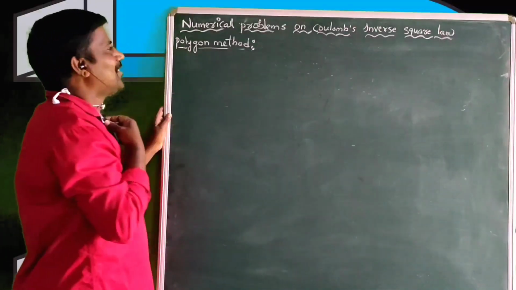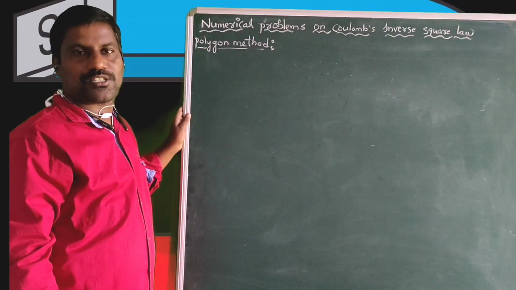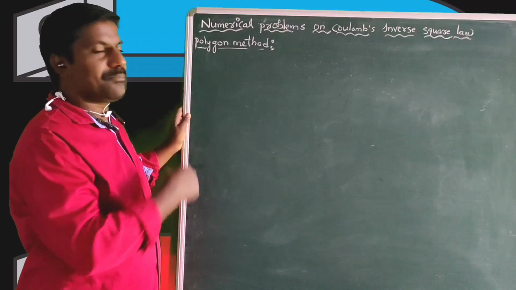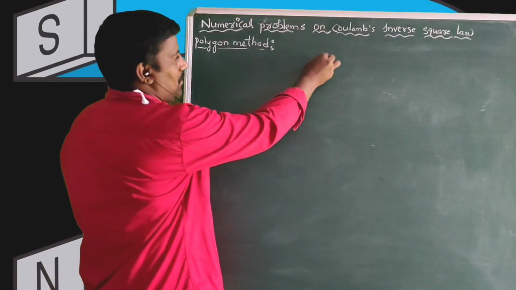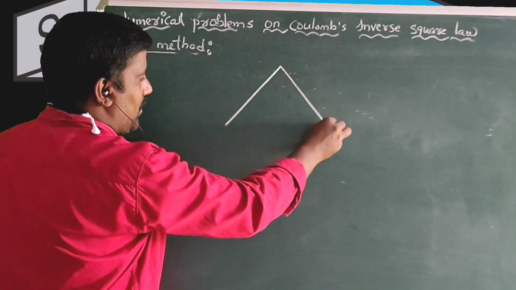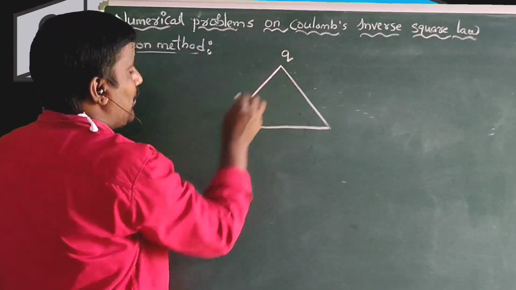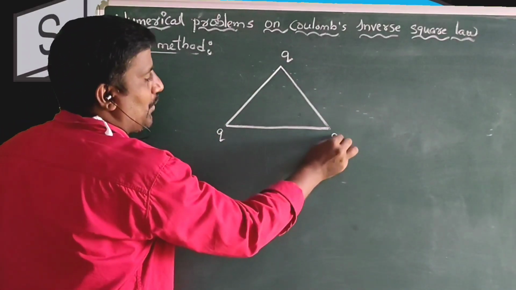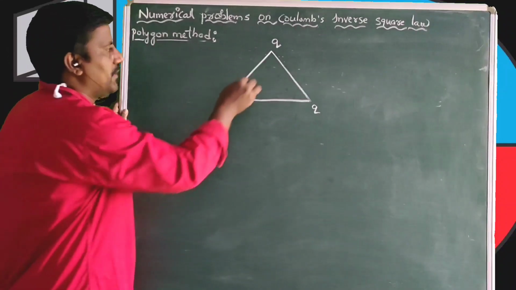Okay students, so today we discuss numerical problems on Coulomb's inverse square law. That is a polygon method, any polygon. Three equal charges, let's say Q, Q, Q, are placed at the three vertices.